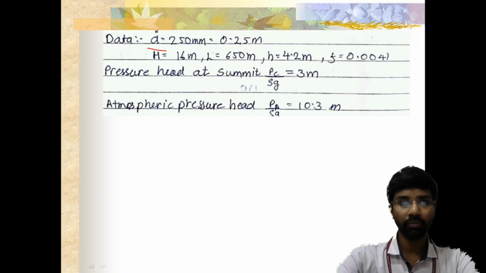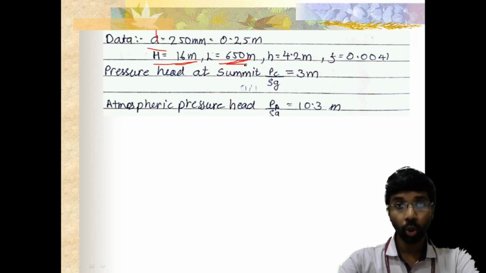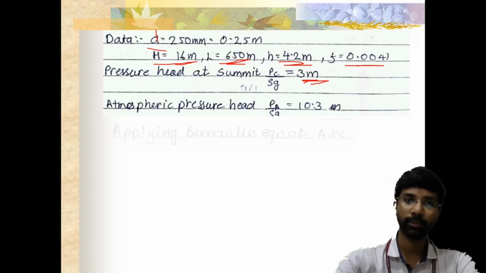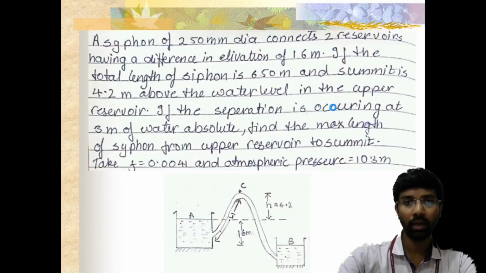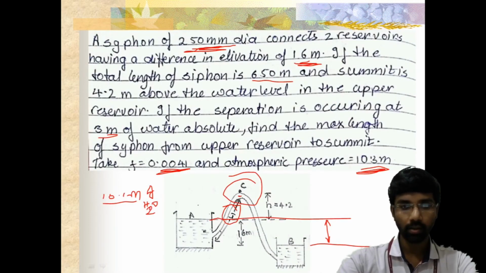You are supposed to be aware of this Bernoulli's equation. Now the diameter D is 250 mm, that is 0.25 meters. H, that is the difference in reservoir levels, is 16 meters, which we can equate to the head losses. L is total length of the pipe, H is the difference between summit point and the reservoir level, F is frictional value, pressure head at summit is 3 meters of water, atmospheric pressure is 10.3 meters. Right, applying Bernoulli equation between the point A and C, nothing but your reservoir level, this A, applying Bernoulli's equation between point A and C, right?